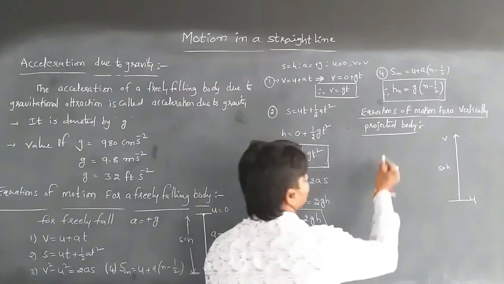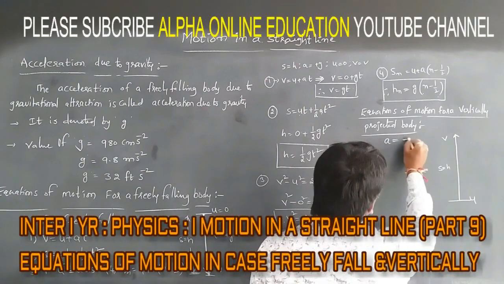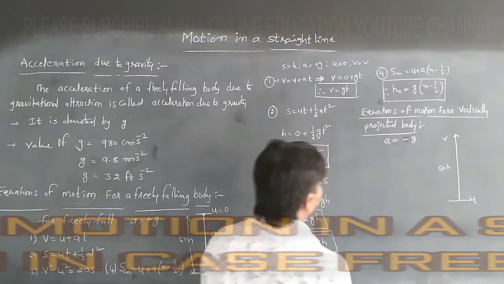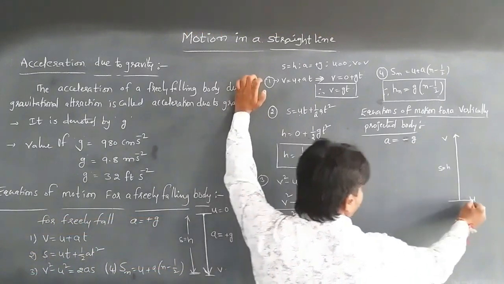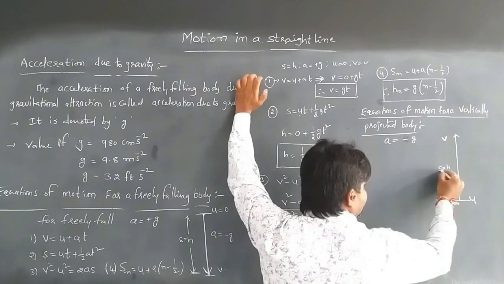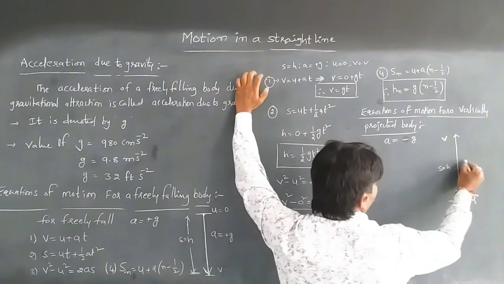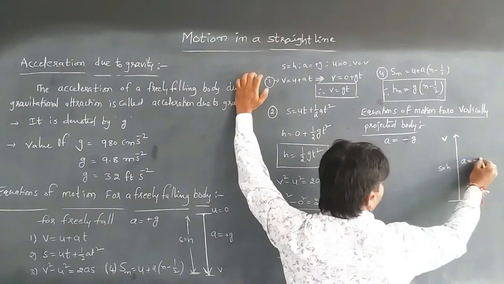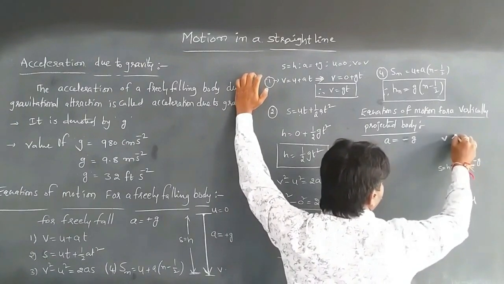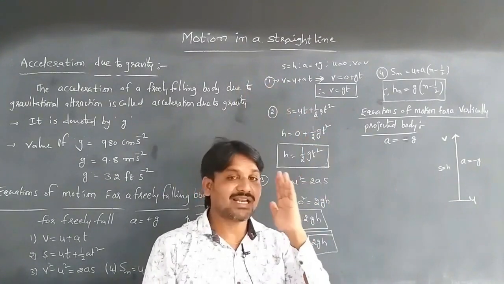So that's why here a, the acceleration due to gravity, will be minus g. Here the initial velocity is there, the final velocity is there, the displacement is s equal to h, the distance travelled by the body, and the acceleration is a equal to minus g whenever the body is projected vertically upwards.